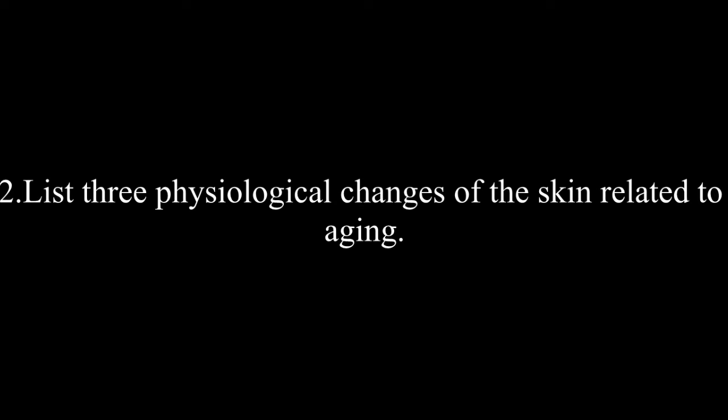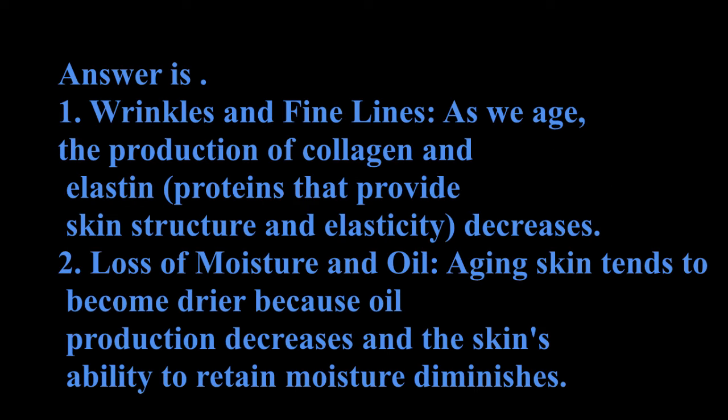2. List 3 physiological changes of the skin related to aging. Answer is 1. Wrinkles and fine lines. As we age, the production of collagen and elastin, proteins that provide skin structure and elasticity, decreases. 2. Loss of moisture and oil. Aging skin tends to become drier because oil production decreases and the skin's ability to retain moisture diminishes.